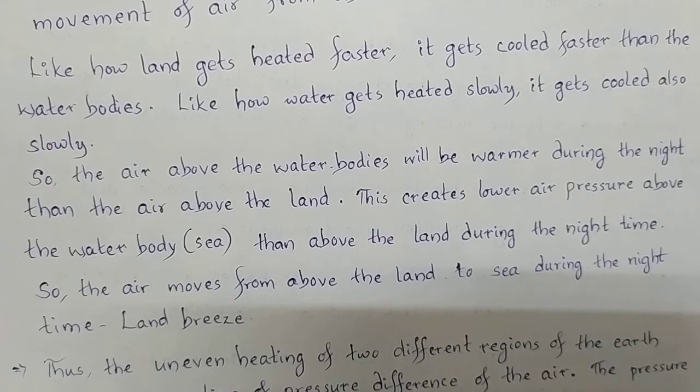So the air moves from above the land to above the sea during the night time. When air is moving from land to sea, it is known as land breeze. During which time does it happen? It happens during the night time. And during the daytime, what is happening? The air is moving from above the sea to above the land. So that is known as what? Sea breeze.